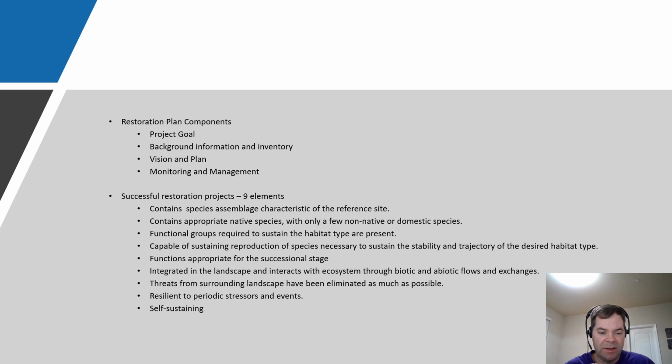Does the site have evidence of reproduction of species that are necessary to sustain and ensure that the habitat trajectory is moving forward so you can assure that you have the desired habitat type on the site? Are the functions appropriate for the successional stage that's currently existing on the site?